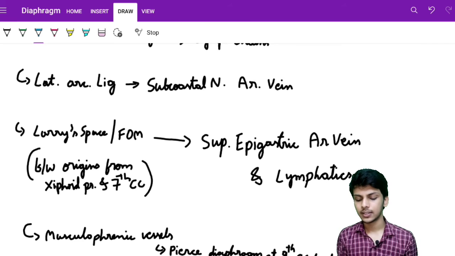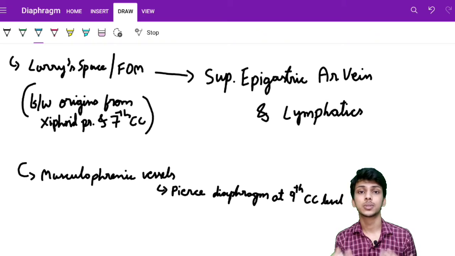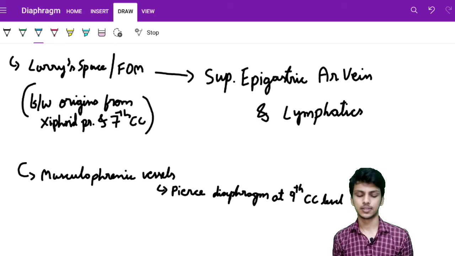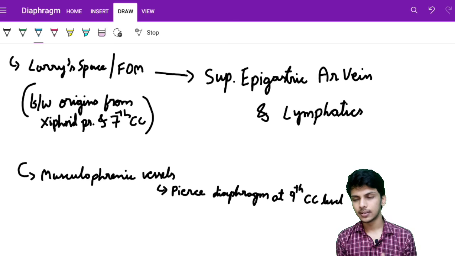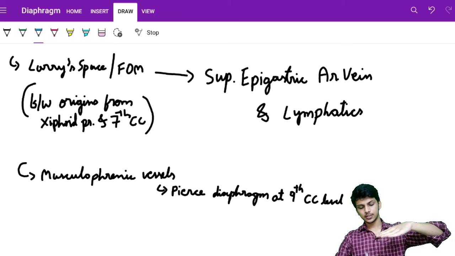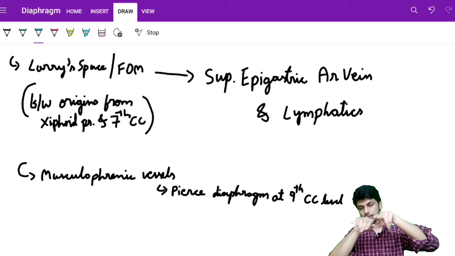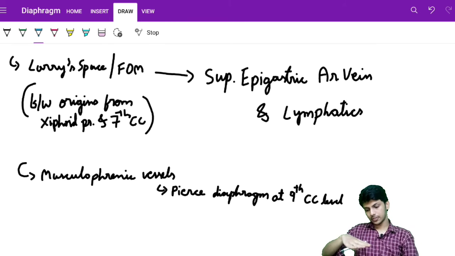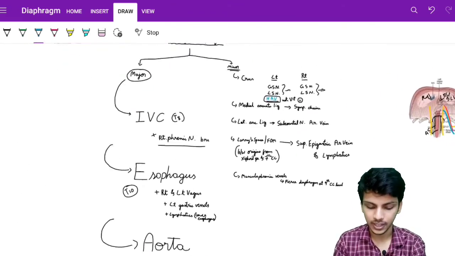What goes through that normally? Basically the superior epigastric artery, vein, and some lymphatics also go through it. Then there are the musculophrenic vessels. In a similar way, they pierce the diaphragm. Like if this is the diaphragm, they pierce the diaphragm at the level of the 9th costal cartilage. See, at the 7th costal cartilage was the foramen of Morgagni. At the level of the 9th costal cartilage, there is piercing. That is the musculophrenic vessels, musculophrenic artery and vein.